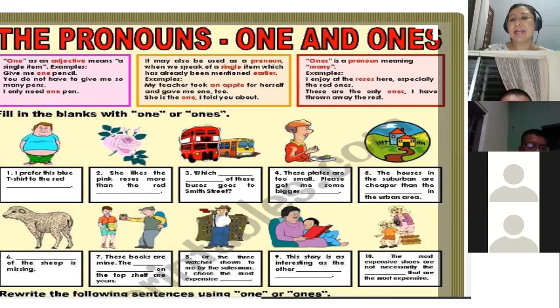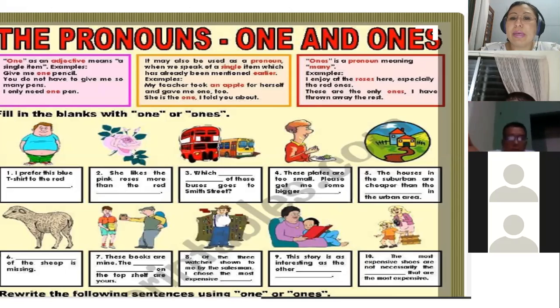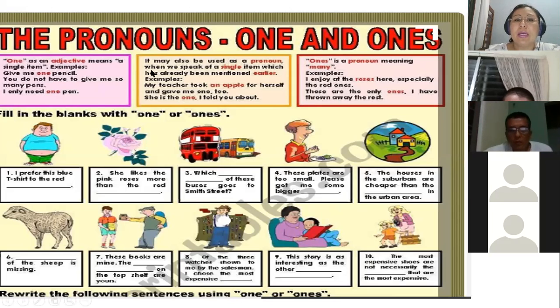This is the case when we were working last night, okay? She is the one I told you about, but we don't mention the name, but we are talking about a lady, a woman. So one. Ones is a pronoun meaning many. This is for plurals. If you see, we have added a letter S, ones. So ones is a pronoun meaning many.